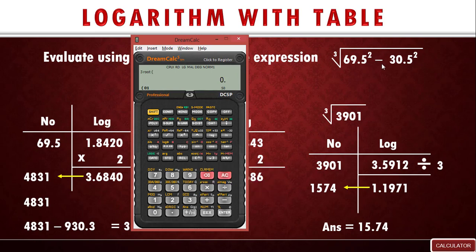So we want to place these two values in it, 69.5 square. So let's do that. 69.5, and then we have square here, so press that, and then we press minus, then we have 30.5, then square, and then we close the bracket. And then the next thing to do is to press enter or equals, and we have 15.74 approximately. You can see that we are very correct.